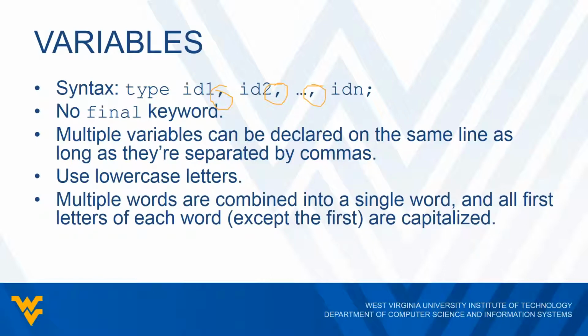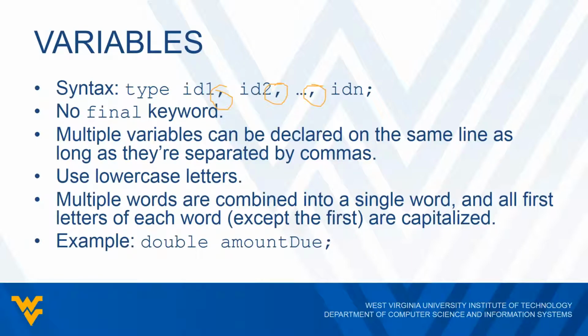Now, what about multiple words? Because as we said before with identifiers, we can't have spaces in there. So what we normally do is we'll combine them into a single word. And all the first letters of each word except the first would be capitalized. Once again, you're not required to do this. Some languages would have you separate the words by using underscores. But in Java, most people would just combine the words without any spacing and put capital letters for each of the words except for the very first one.